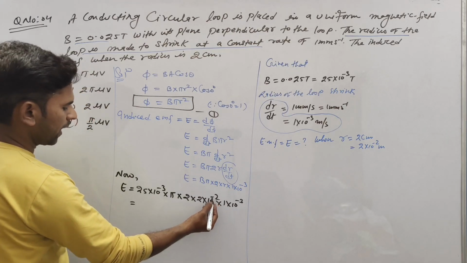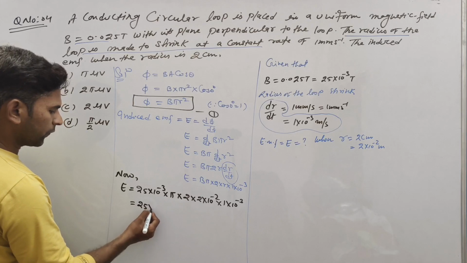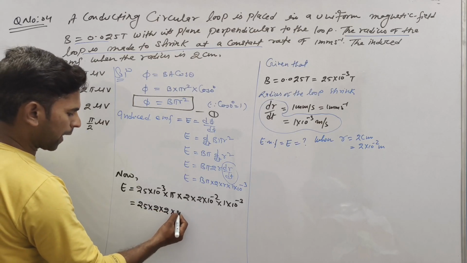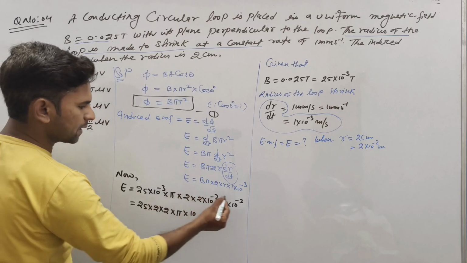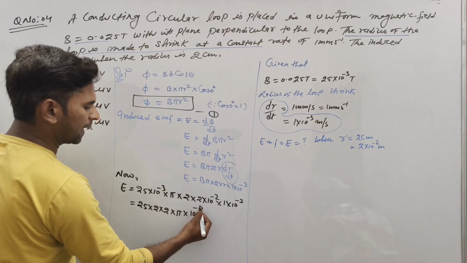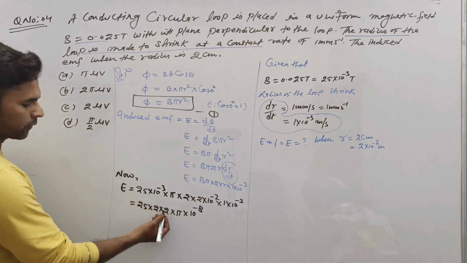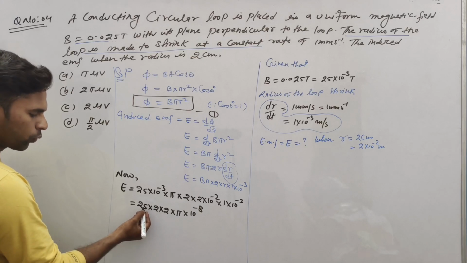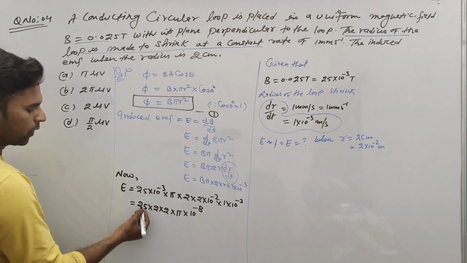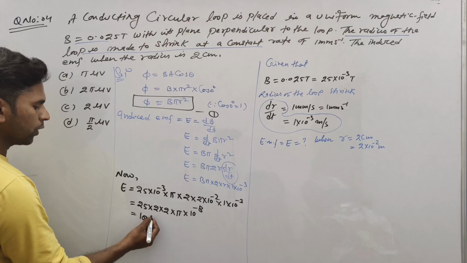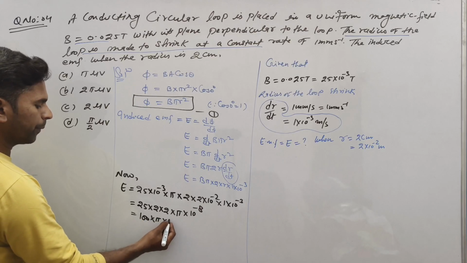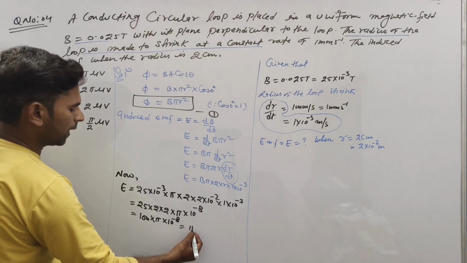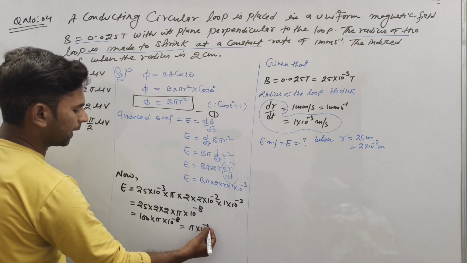So you can write 25 multiplied by 2 multiplied by 2 multiplied by pi multiplied by 10 power minus 3 minus 3 minus 6 minus 2 minus 8. Now you can solve it. 25 times 4 gives 100. So 100 multiplied by pi multiplied by 10 power minus 8. When you solve it, you will get pi multiplied by 10 power minus 6.